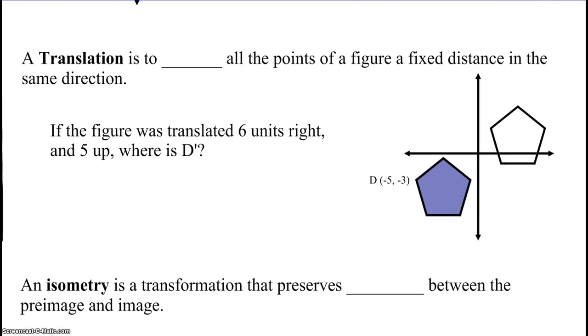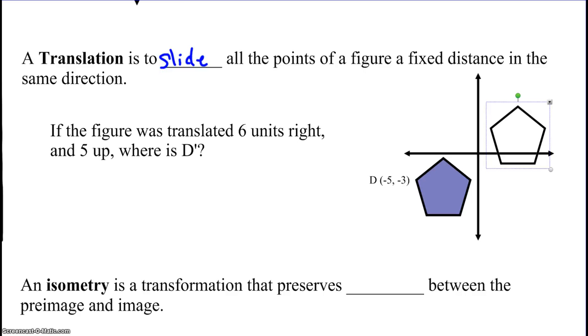The last kind of transformation we need to talk about is called a translation. Translation is actually very simple. It's just to slide all the points of a figure a fixed distance in the exact same direction. So for example, on this picture, all I did was take this pentagon, which was originally over here, and slide it over in here. Let me move it back to where it was originally. Okay, so that's where it got moved to.